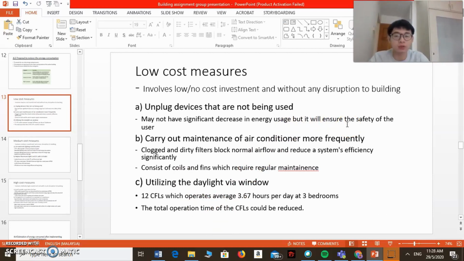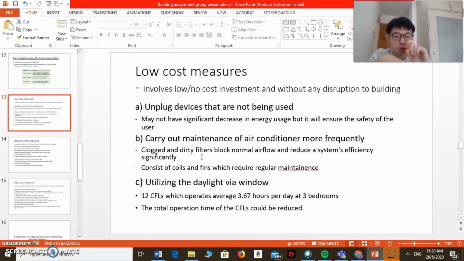Next, we suggest the user to carry out maintenance of the air conditioner more frequently. As during the energy audit, we saw that the air conditioners are all very old, and the filters of the aircon are blocked with dust. So we suggest the user to carry out maintenance more frequently, since clogged and dirty filters block normal airflow and reduce the system's efficiency significantly. Aside from the filter, the aircon also consists of coils and fins, which require regular maintenance so that the aircon will be able to carry out its function efficiently and effectively.